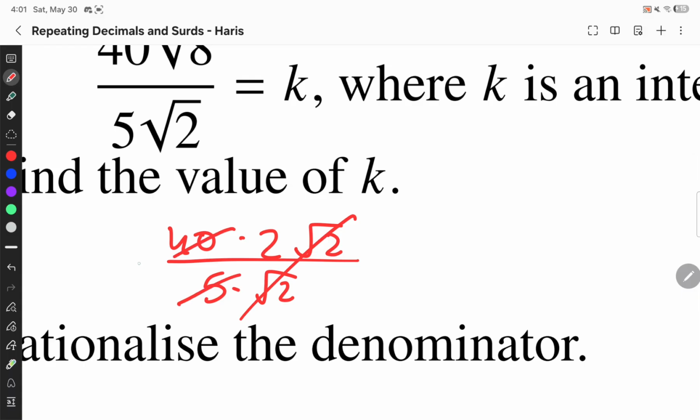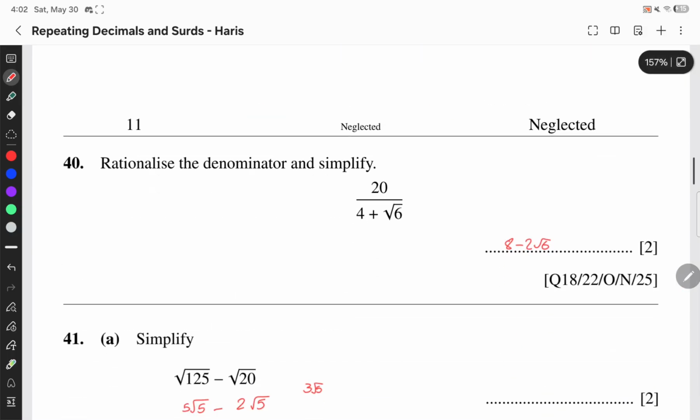5 and 40 cancel out. 40 over 5 becomes 8. Sorry. So this becomes 16, is equal to k. Nice.